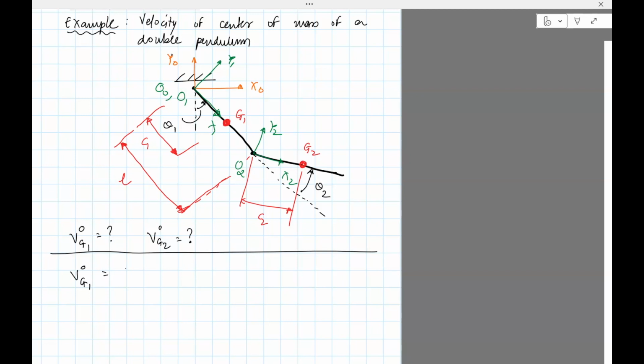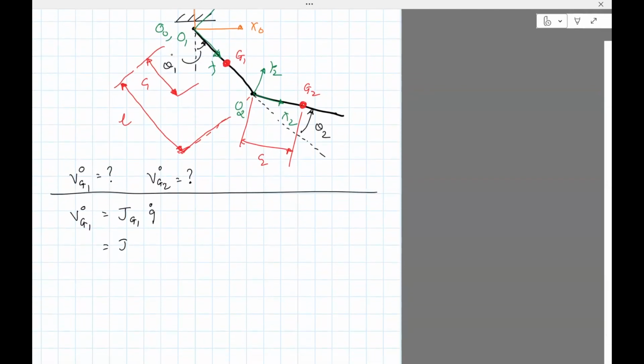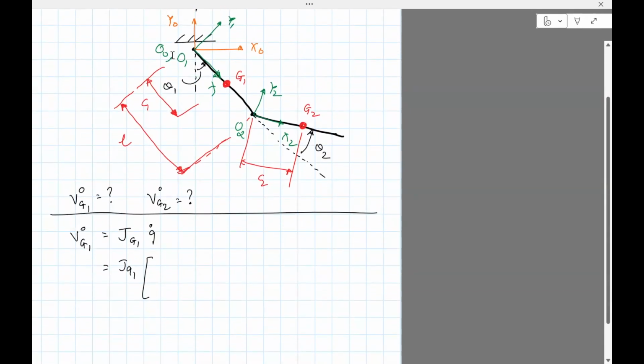So the velocity of G1 is the Jacobian of G1 times q dot, where q dot is the rate of change of the independent variables. The independent variables here are theta 1 and theta 2, so it'll be theta 1 dot and theta 2 dot. Similarly, the velocity of G2 in frame 0 will be J G2 q dot.